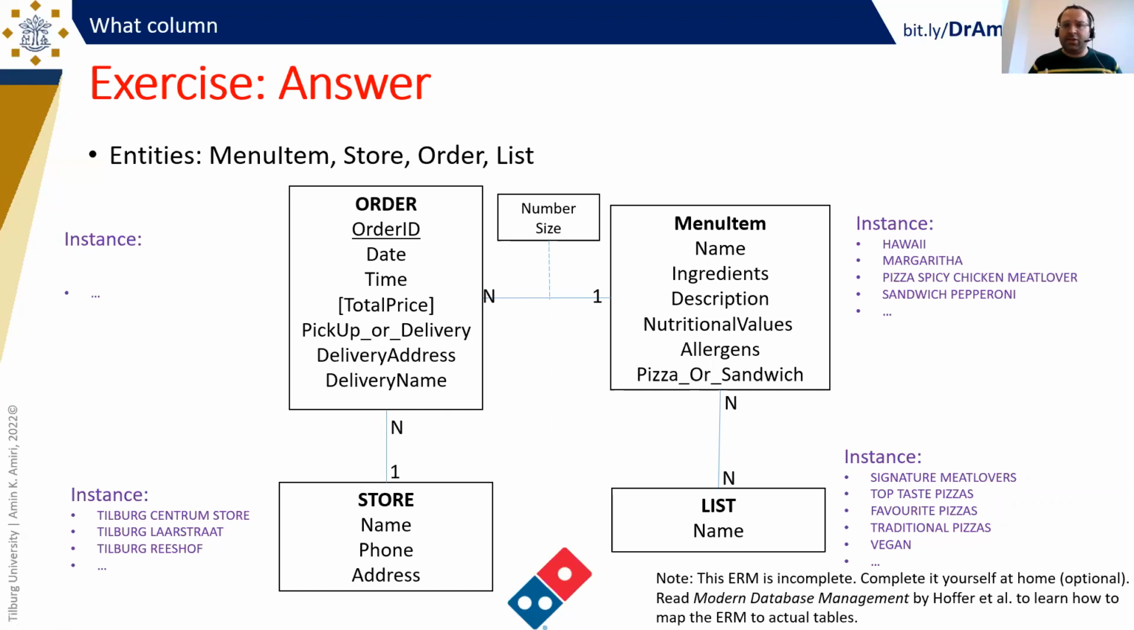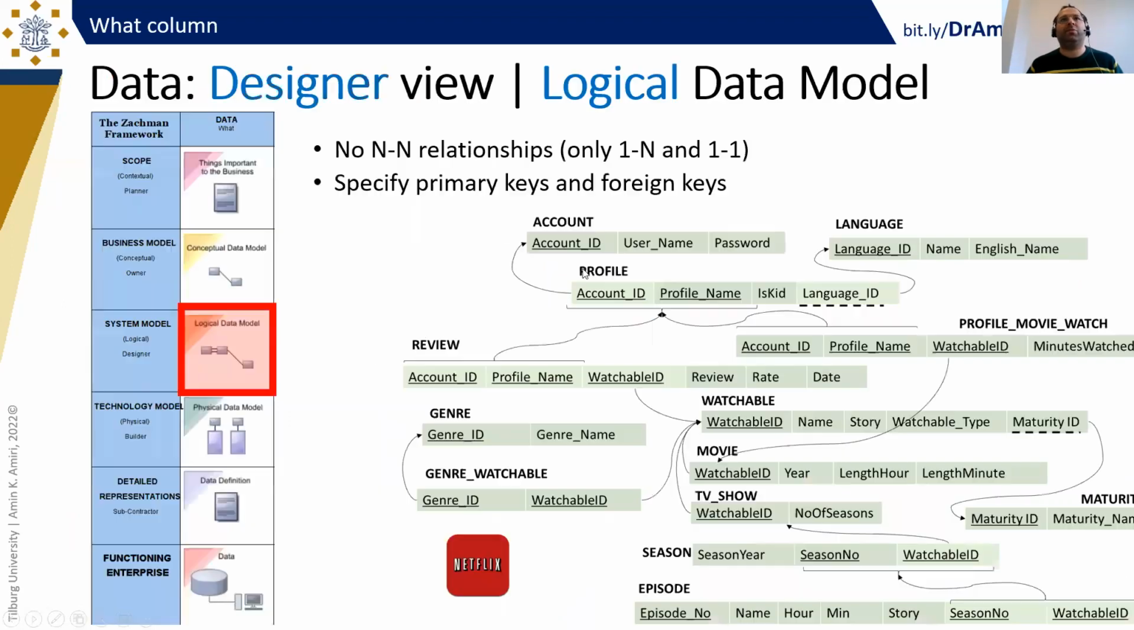You would see what it says, then you explain your assumptions, and then you provide a diagram for the conceptual model. Then we have the logical data model, which is the perspective of the designer of the system or the architect of the system. In this model, you cannot have a many-to-many relationship. That means you need to turn all many-to-many relationships into one-to-many or one-to-one relationships. And you also need to specify primary keys and foreign keys.